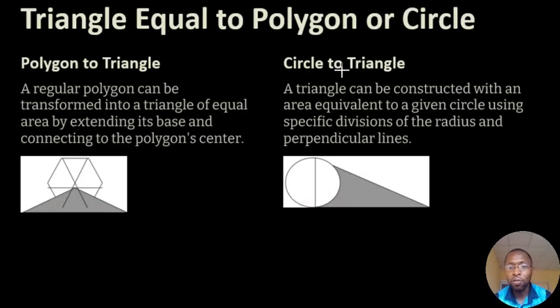For a circle, we want to draw a triangle whose area will be equal to the given circle. You need to follow some steps that will make that possible. You will need to divide the radius of that circle into 7 and then follow the steps that are given. Maybe we should have a visual of this.